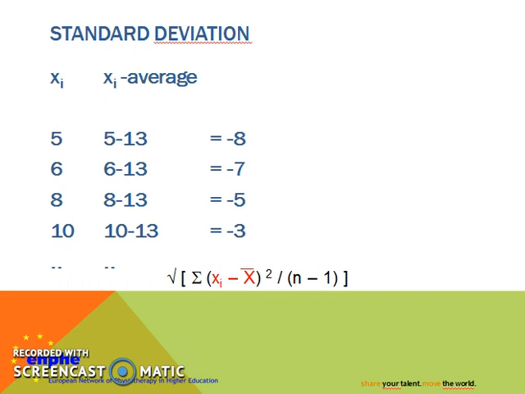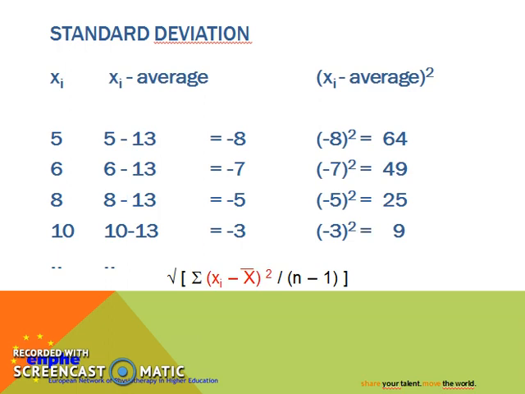The example here in numbers. So the first outcome found was 5. This outcome is subtracted from the average, which is 13. And this results in -8. This is also done for the other outcomes. Of course, there are more outcomes, and the higher outcomes will result in positive values. So when the highest outcome is 26, then the result will be 26 minus 13, so 13, positive. Underneath you can see the formula.